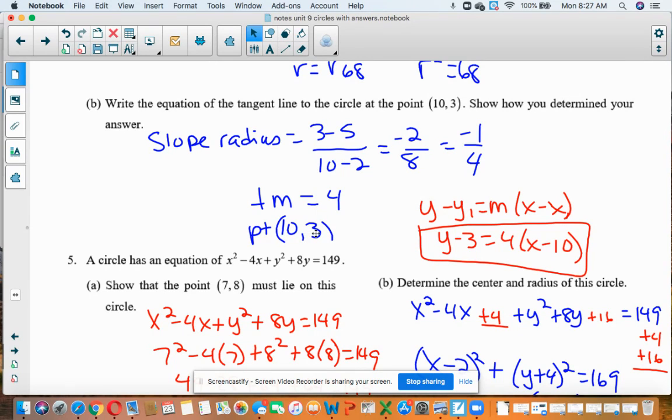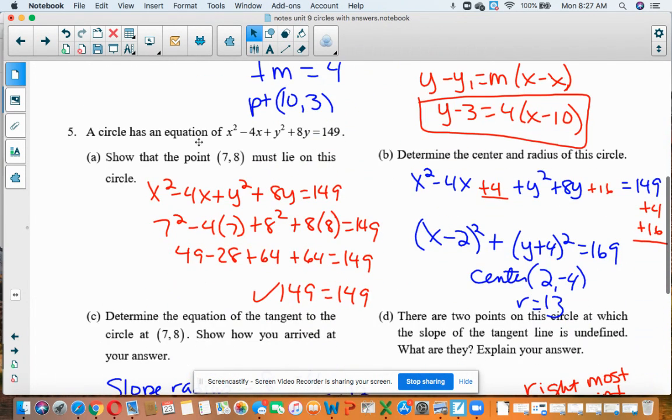So when I write an equation of a line, I need two things: a slope, which I have, and the point is 10, 3. And all I'm doing is plugging it into my equation of a line formula. See how the slope went right here, and my point 10, 3 went here and here.